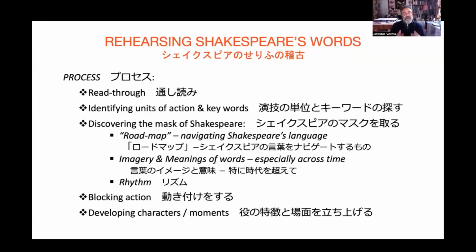And that leads to the final stage, which is developing the heart, the shape of the heart of the characters, and those moments. For example, Leontes saying, too hot, that moment when suddenly jealousy takes over.